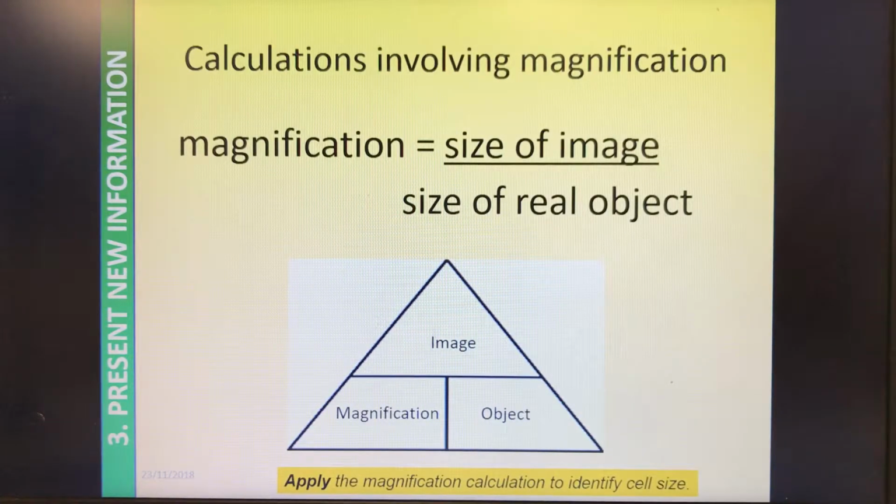We have to use this calculation to work out magnification, size of image or size of real object. So you will need to use your formula triangle to rearrange the equation, and you need to be really careful with units because you might have something measured in millimeters, something measured in micrometers, and you need to make sure that you've got that conversion. They must be in the same unit before you use that calculation.